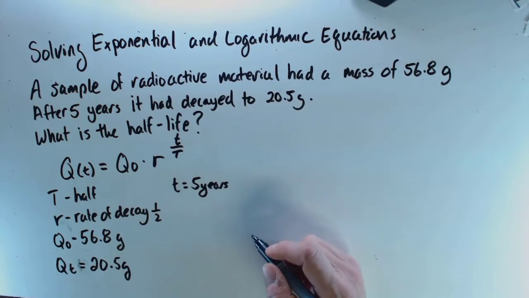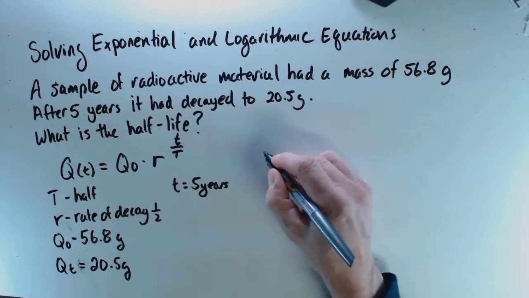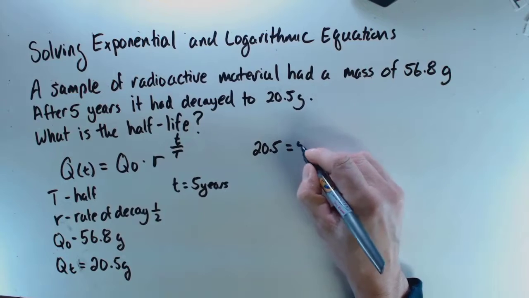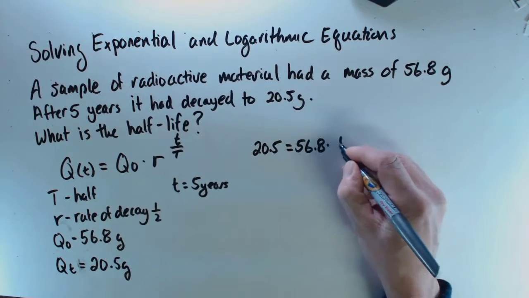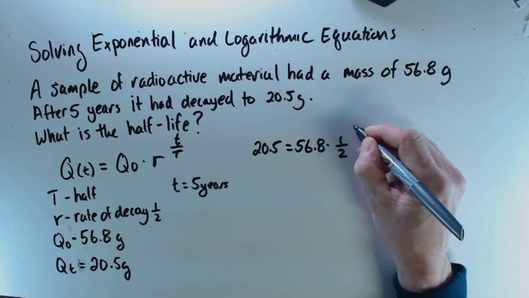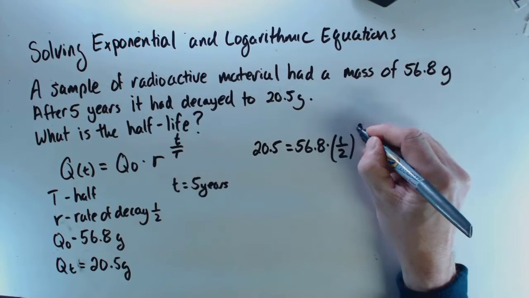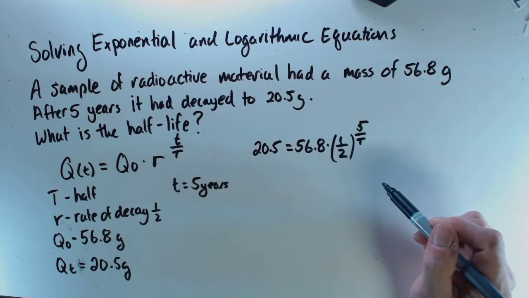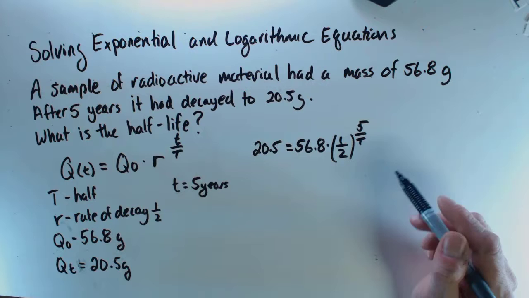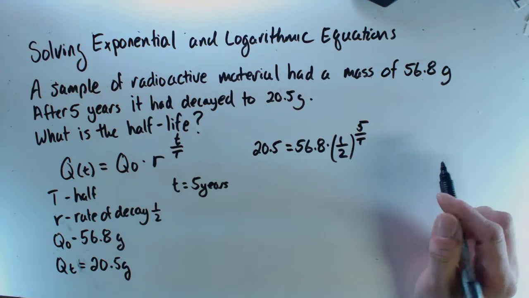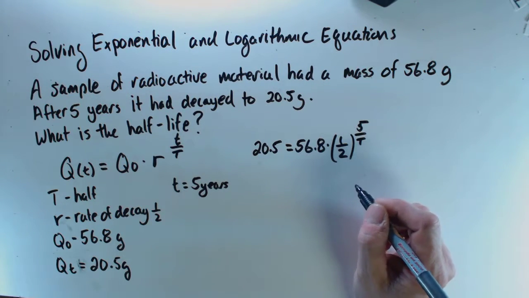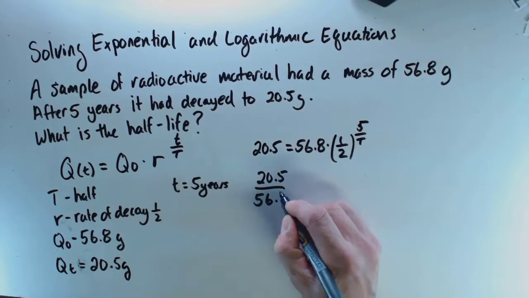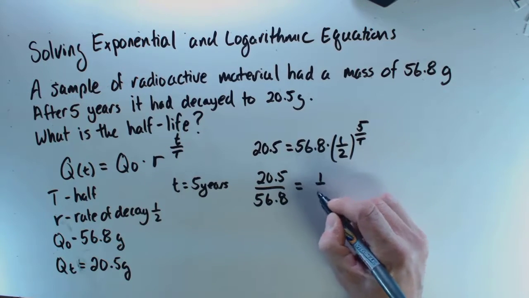So let's go ahead and plug it all in. Find out what we've got. So Q at t, 20.5, is equal to Q naught, 56.8, times 1/2 to the exponent 5 over T. And notice that our unknown is stuck up here in the exponent, and so we are going to wind up using logarithms to solve this. Okay, so let's go ahead and try and isolate the term. We only have this on one side, so this is going to be just hunky-dory.